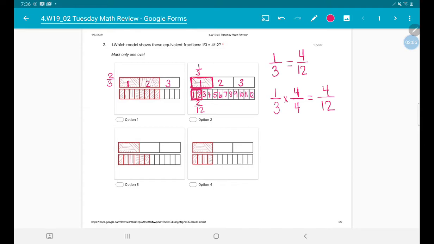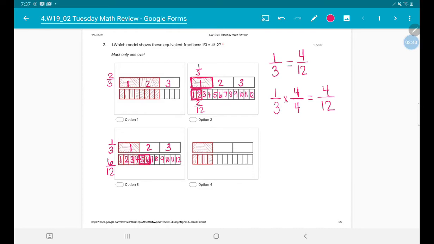Option 3 can't be correct either, because we can see that there's more shaded in the bottom than there is at the top model. So here there's 1/3 shaded, and 1, 2, 3, 4, 5, 6, 7, 8, 9, 10, 11, 12, and 6/12, or 1/2 of that is shaded. And those are not equal.